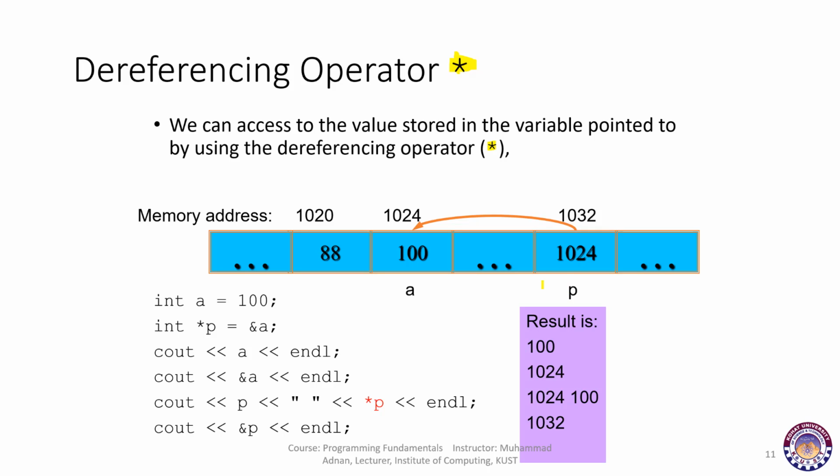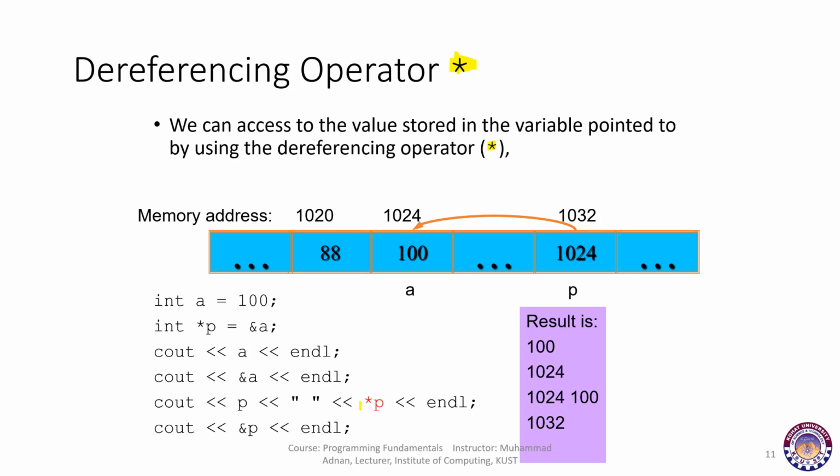So how to print the value of a using this p pointer? What we do, we first declare a variable a, and then we assign the address of a to the pointer variable. We print a. In this case we will get the value of 100. Then we print the address of a, we get 1024, and then we print p. So p is holding the address, so it will print 1024.